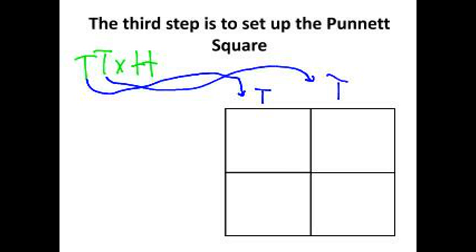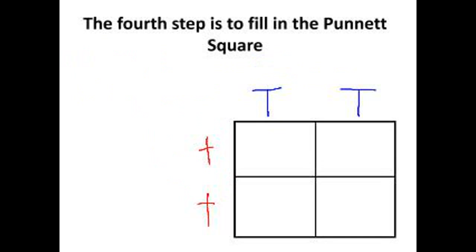So the father's alleles, capital T, get written above the columns. The mother's alleles get written down the left side, so that her first allele is lowercase t. Her second allele is still lowercase t. Cross that off there. Okay, now that we have our Punnett square set up, let's move on to the fourth step.